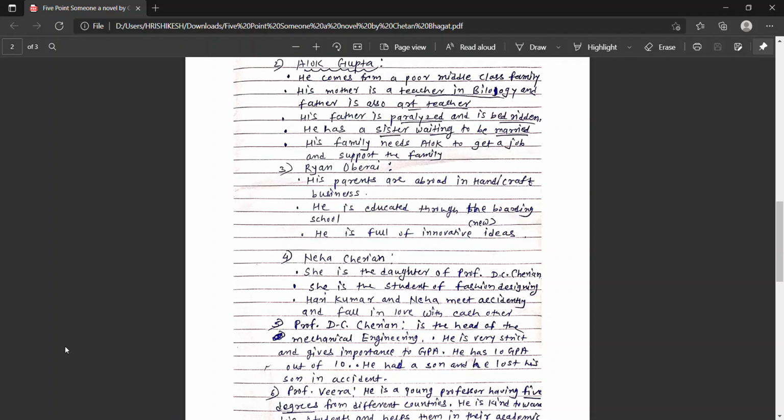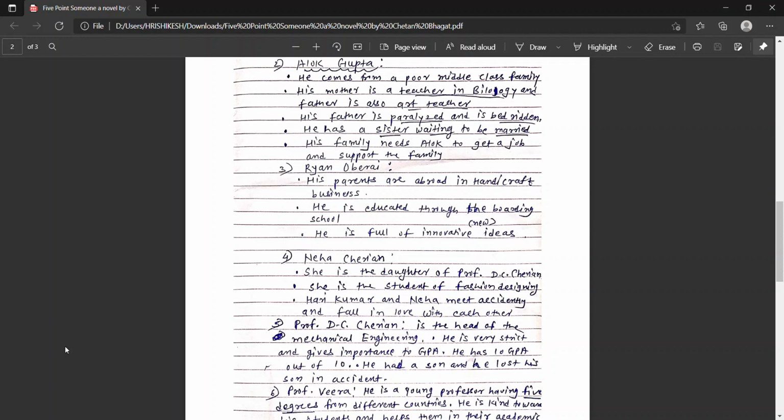He had a son and he lost his son in an accident. We found that he has one son and one daughter. The name of the daughter is Neha, who is in love with Harikumar, the hero of the novel. And he has lost his son in an accident, as he says, but in the course of time we will discuss how he lost his son, how he died, and what is the reason for his dying.